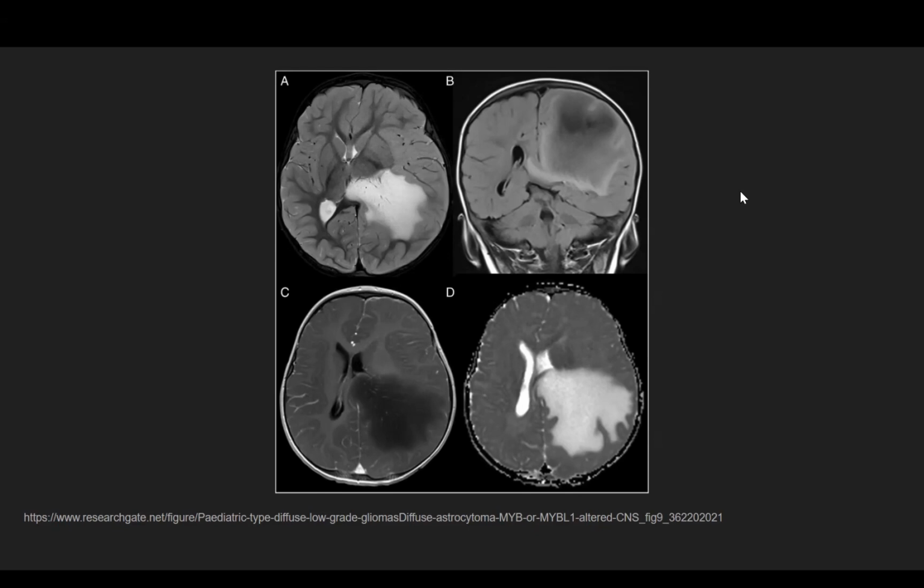Picture shown in C is a T1 with contrast, which is showing the hypointense lesion, not taking contrast and not contrast enhancing.